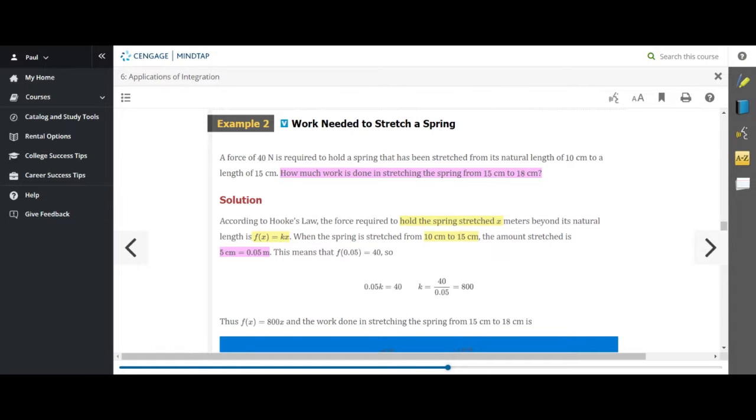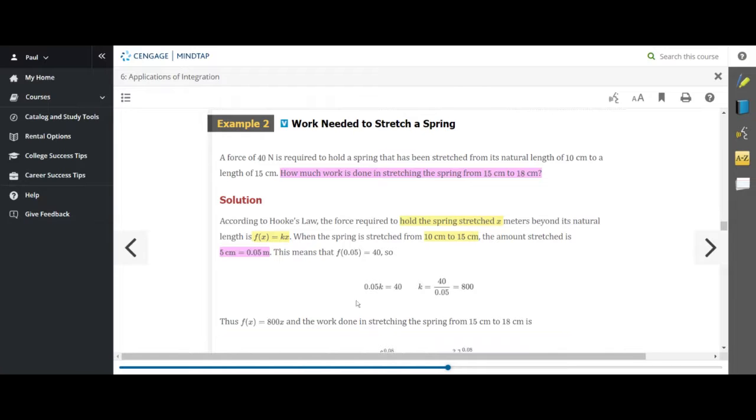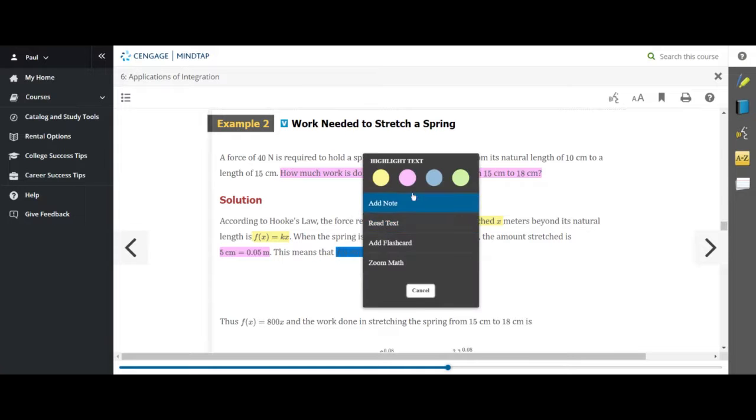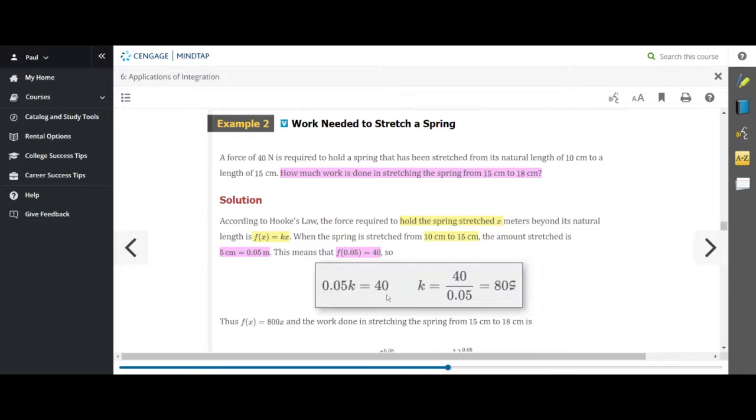So we need to determine the value of our force function F, but we don't know what k is. We have to find out what that spring constant is. Well, we know that when the spring is stretched 0.05 meters, that requires a force of 40 newtons. So that means F of 0.05 is equal to 40. And so we can solve for that k constant, that spring constant. So k will equal 40 divided by 0.05, which is 800.